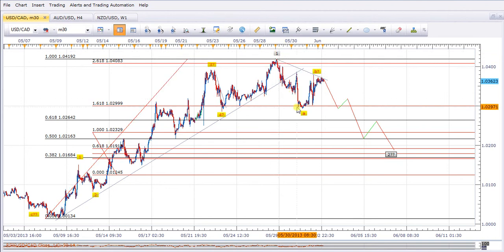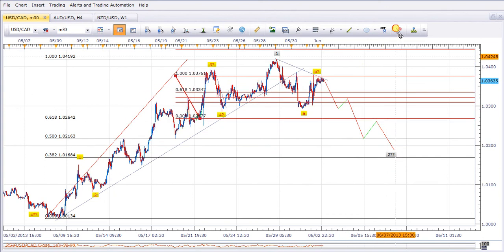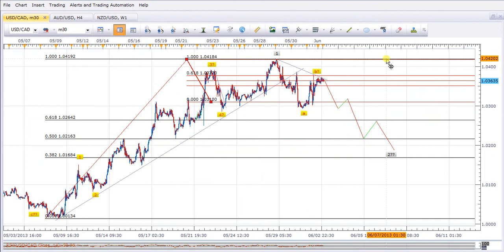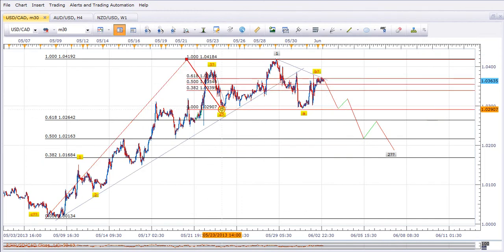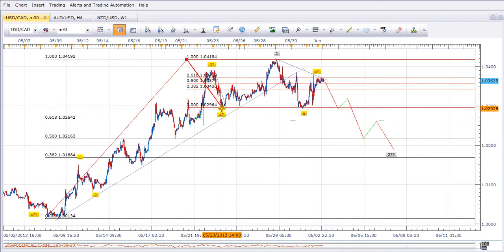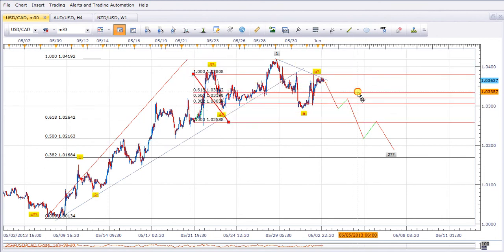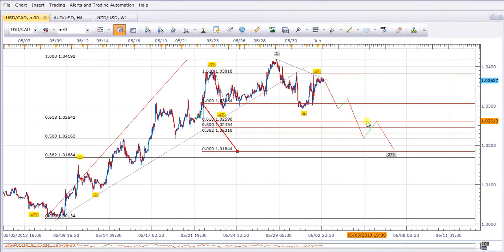We see that we already have wave A, and then wave B, which retraced a little above 61% of the move of wave A, as indicated by the Fibonacci retracements. And now we're working on that third and final wave.